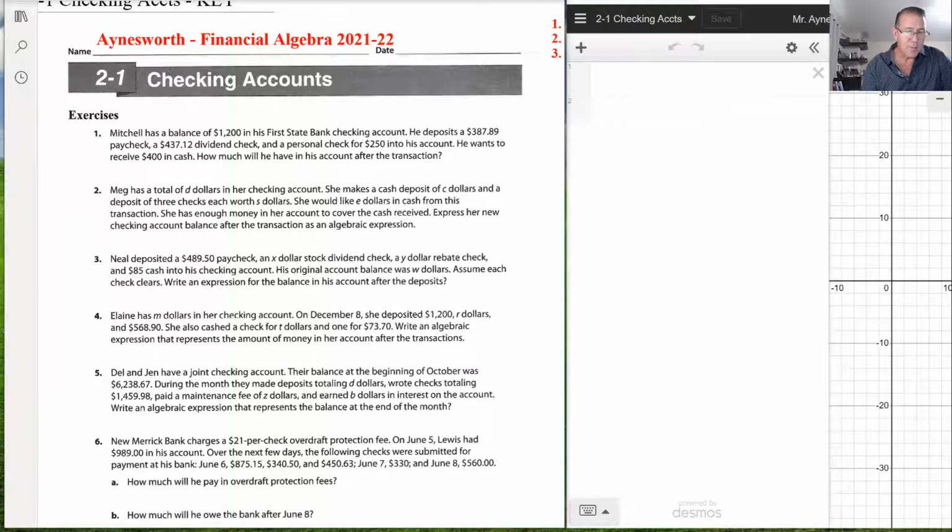So let's get started. Here we go. Number one, Mitchell has a balance of $1,200 in his First State Bank checking account. He deposits $387.89, and that is a paycheck. He deposits a dividend check, a personal check, into his account. He also wants to receive $400 in cash. The question is how much will he have in his account after the transaction?